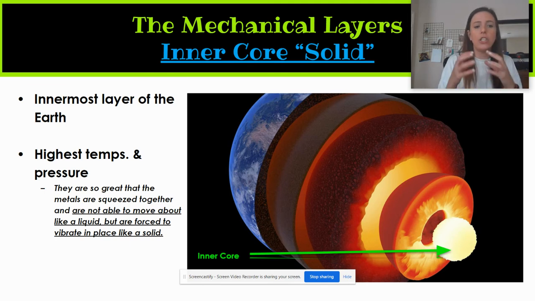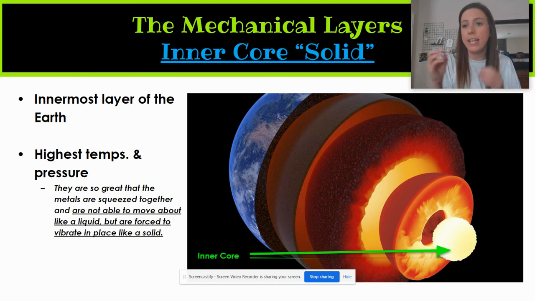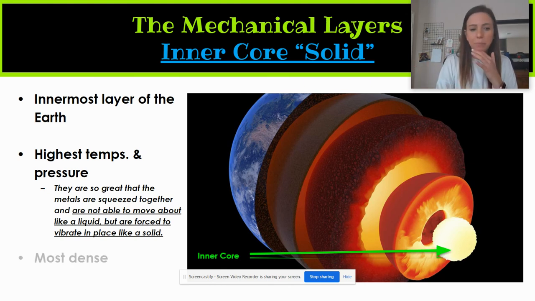The pressure is so great that the metals, when they're squeezed together, are unable to move like a liquid. So they're forced to vibrate in place like a solid. And that is why the innermost layer is also the densest. And it's a complete solid because of all that pressure and that high heat.